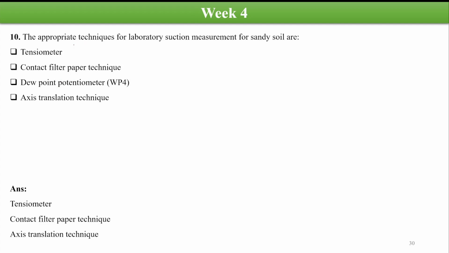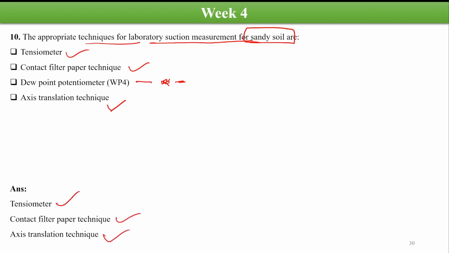In the last question, it has been asked which is the appropriate technique for laboratory suction measurement of sandy soil. For sandy soil, the dew point potentiometer does not work very well in the laboratory. That's why the tensiometer, contact filter paper technique, and the axis translation technique work better for sandy soils. So these were all the questions given in assignment 4.